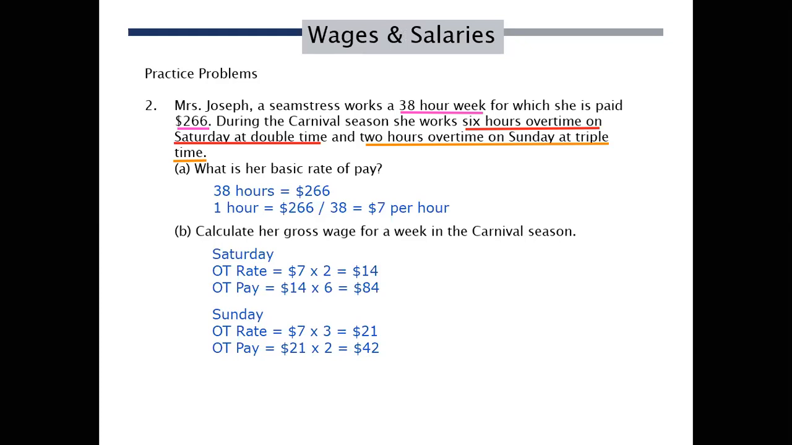And not quite. What we've done so far, we know how much she gets paid for a basic week, which is $266. We know for Saturday, she's going to get paid $84. And then for Sunday, she's going to get paid $42. And so to finish it up, I'm going to bring my answer up here. Gross wage is equal to 266 plus 84 plus 42. Her gross wage is going to be, when I calculate it, $391.